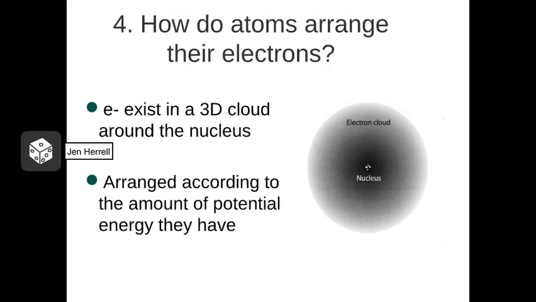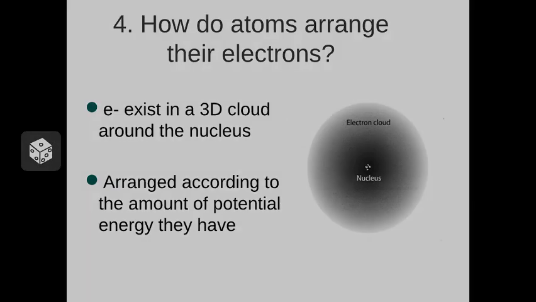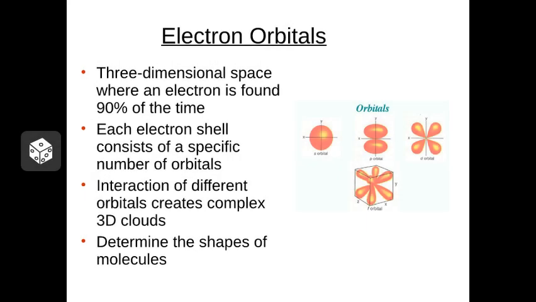The arrangement of electrons around the outside of the nucleus can get a little complicated. Electrons actually exist in these three-dimensional clouds around the outside of the nucleus that we call orbitals, and they can get quite complex. Another way to define orbitals are areas where electrons are likely to be found at any given point in time.